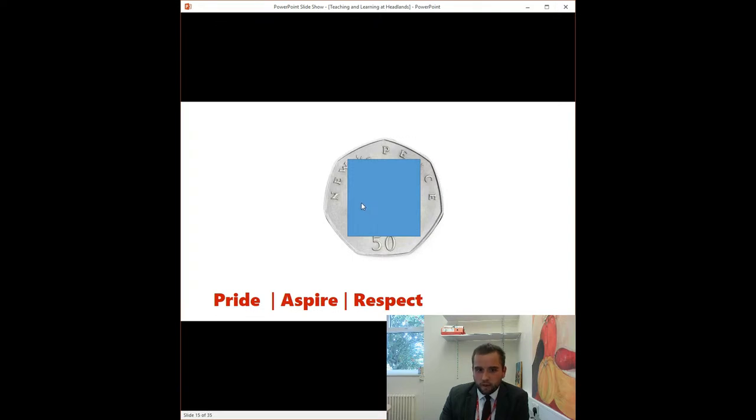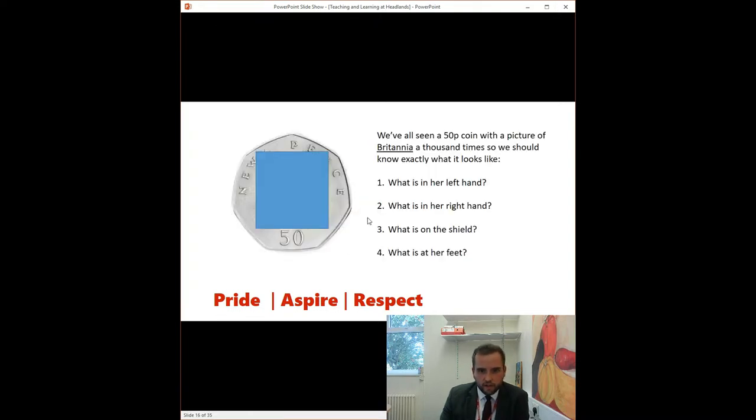And it might well be that we struggle somewhat with that. Many of us might know that it's Britannia, but if we take that a step further and we say, okay, well, we've all seen that 50p with Britannia on thousands of times, we should know exactly what it's like. So what's in her left hand, what's in her right hand, what's on the shield, and what's at her feet, hopefully without reaching into your purse or wallet and getting a 50p.